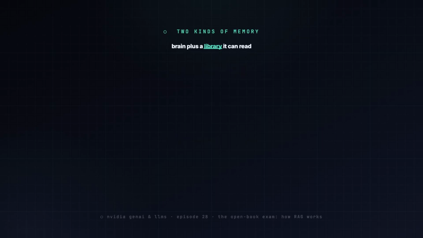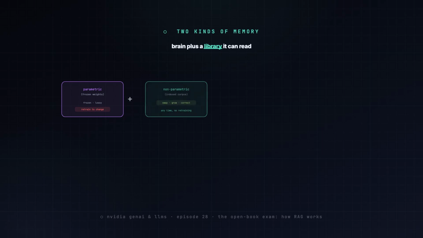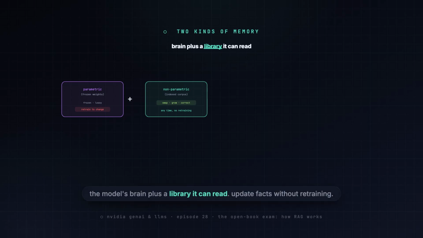Think of two kinds of memory. Parametric memory is what's baked into the weights. Everything the model learned in training. It's frozen, it's lossy, and updating it means retraining. RAG adds a second kind, non-parametric memory, an external index corpus. You can swap it, grow it, correct it anytime. The model's brain plus a library it can read.